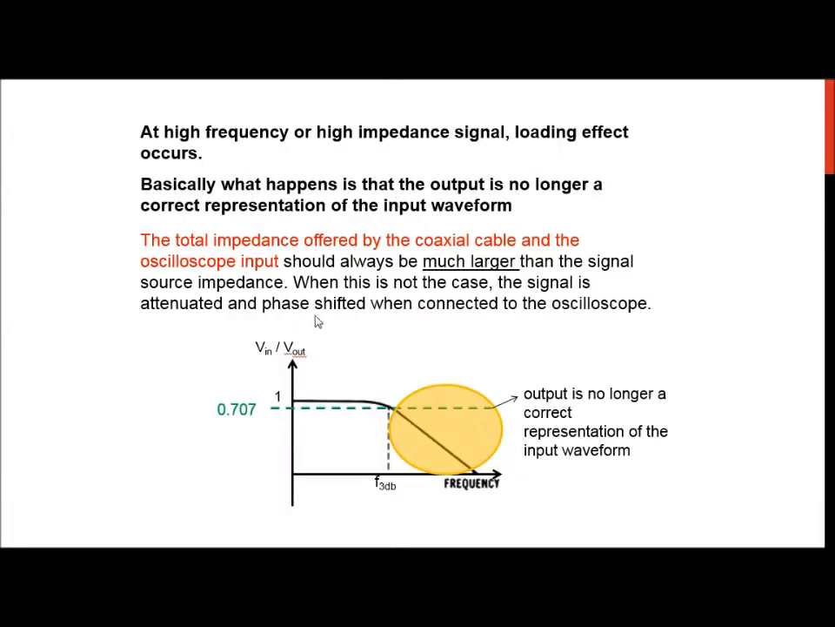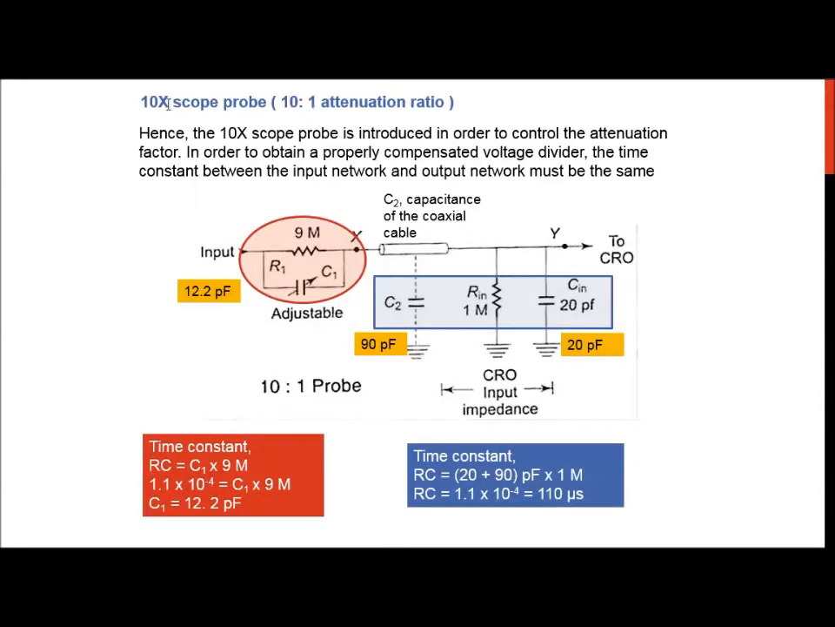So however, for high frequency or high impedance signal, the 1-to-1 probe will cause this loading effect, which means that the output is no longer correct, and because of this you need to use a different kind of probe. So that probe is referred to as the 10-to-1 scope probe. Okay, so the 10 times scope probe is introduced in order to control the attenuation factor. So basically the output is not going to be the same as the input, but at least you know that it's going to be factorized by a factor of 10.